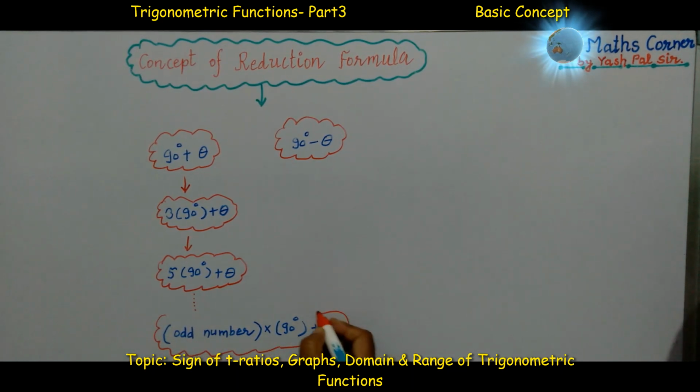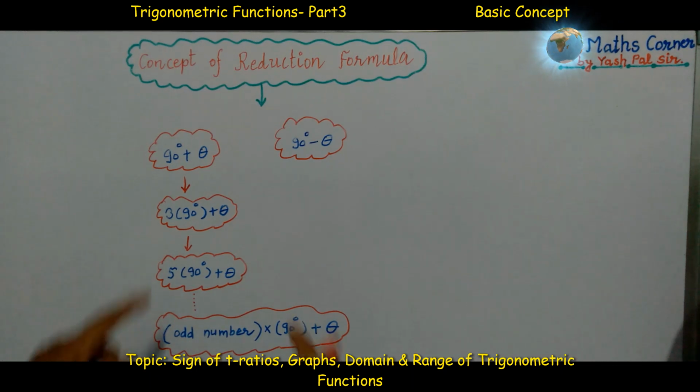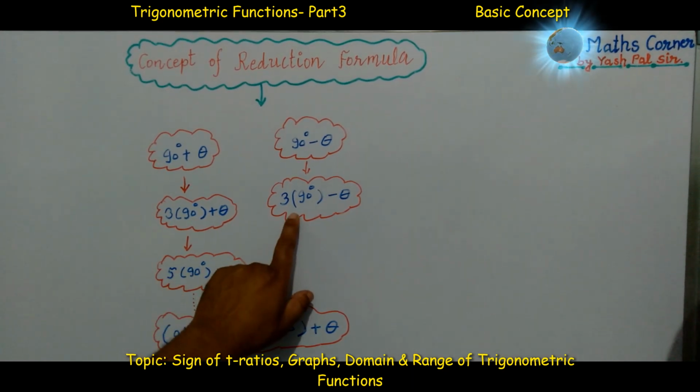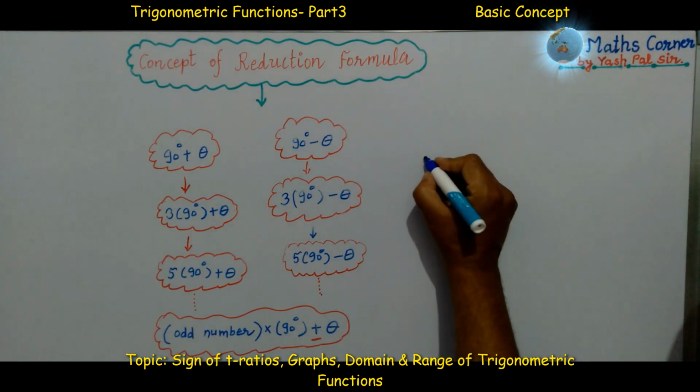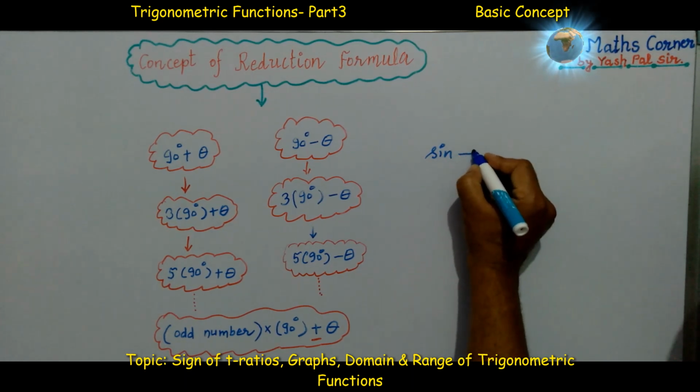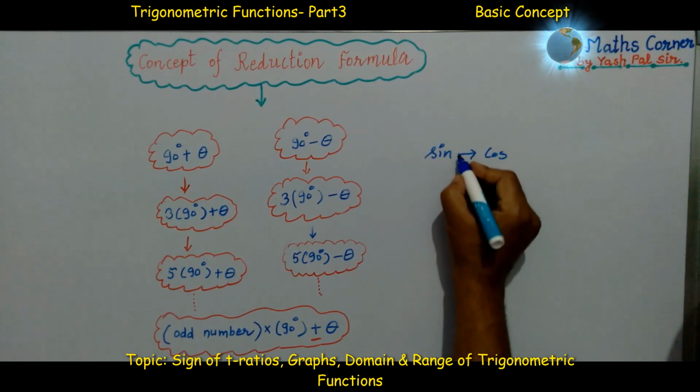What happens if we have this situation? Similarly here also, in case of minus, 3 into 90 degree minus theta, 5 into 90 degree minus theta and so on. And lastly here also odd number into 90 degree minus theta. What happens? Why we are discussing this? If we are taking this angle, then the conclusion is sine becomes cos and cos becomes sine.